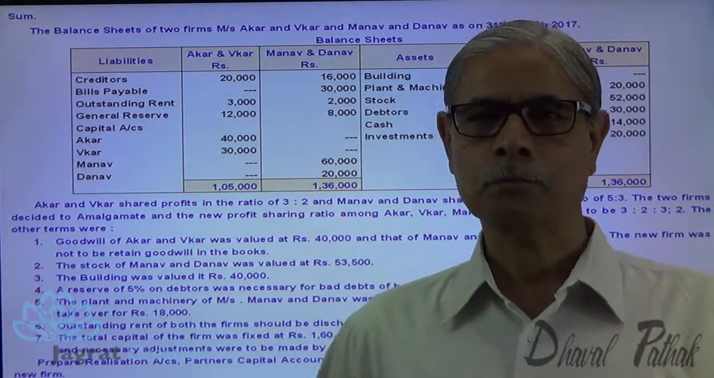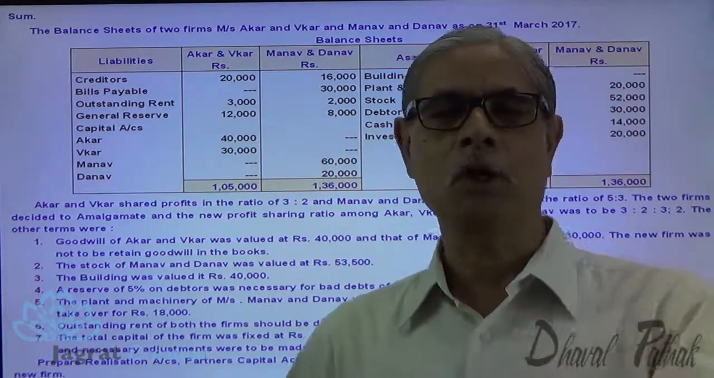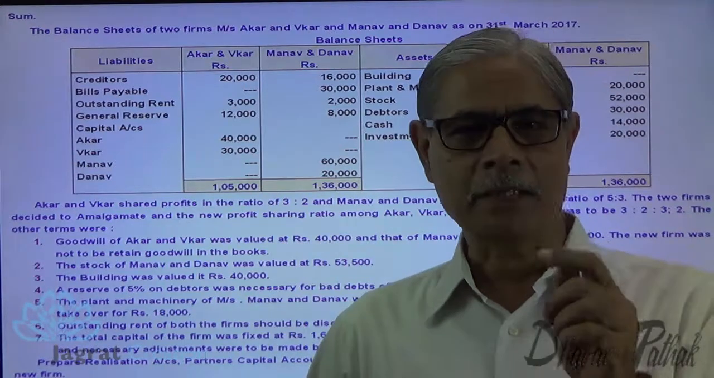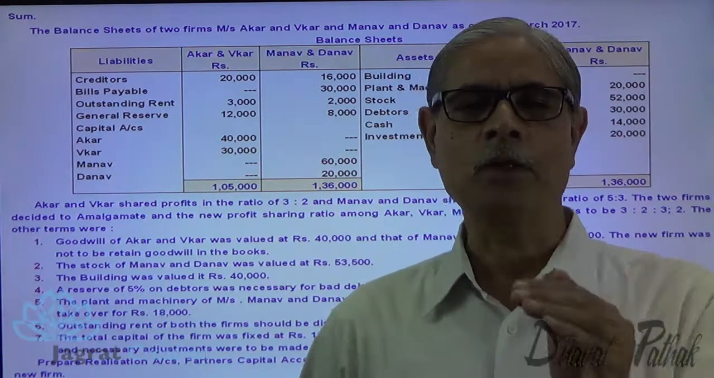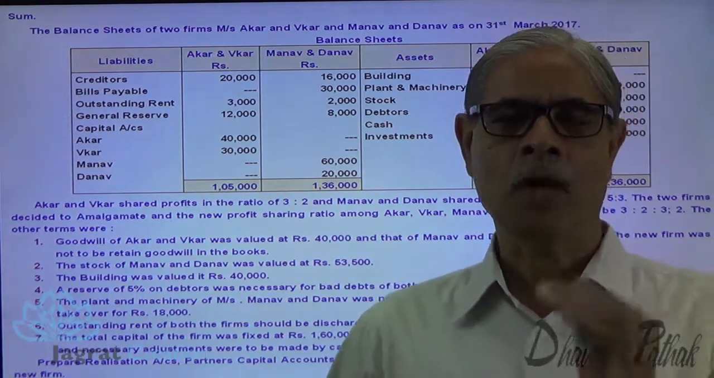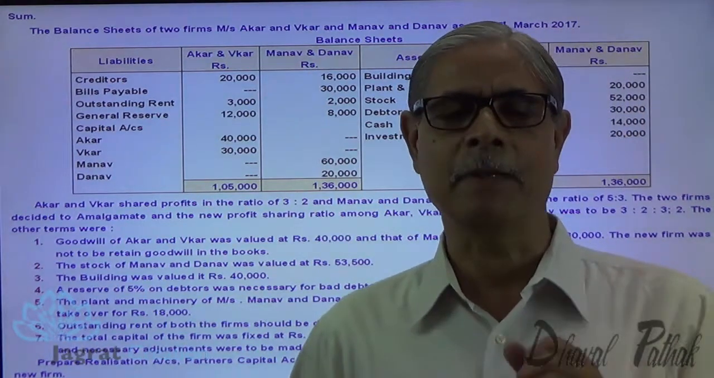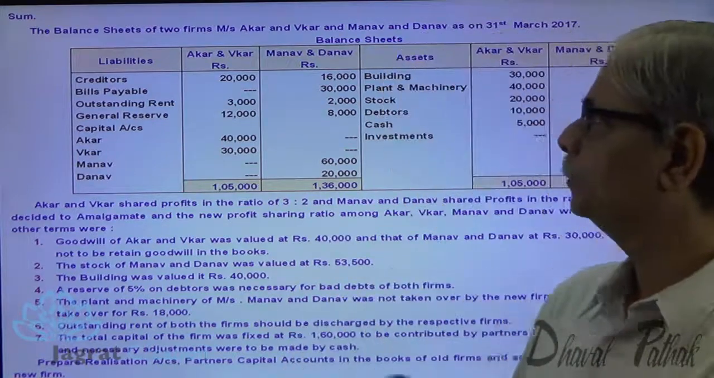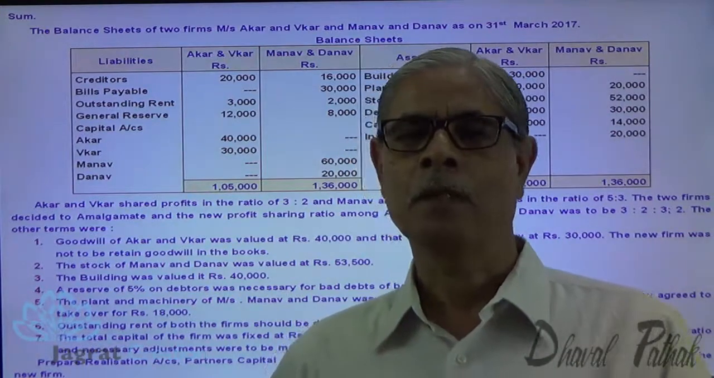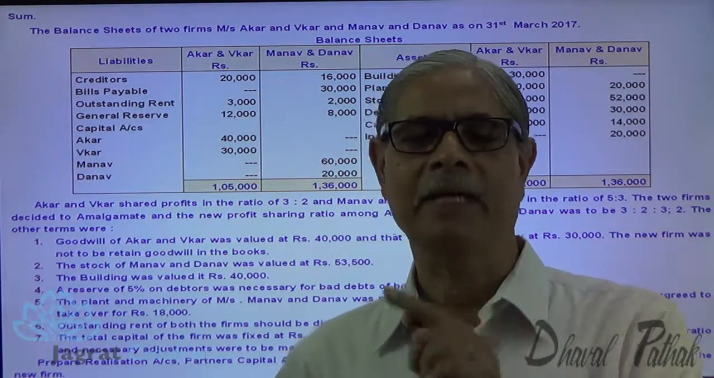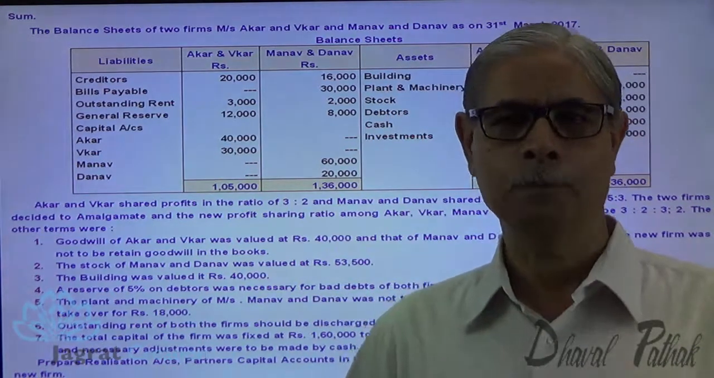Now see. Here the partnership firm Akar and Bakar is dissolved. When the partnership firm is dissolved, all the assets and liabilities are realized. The realized value of assets and liabilities are to be compared with the book values, and the profit or loss on realization of assets and liabilities is being found out. Similarly, here the partnership firm of Manav and Danav is also dissolved. All the assets and liabilities of Manav and Danav are realized. Profit or loss on realization is distributed amongst Manav and Danav.